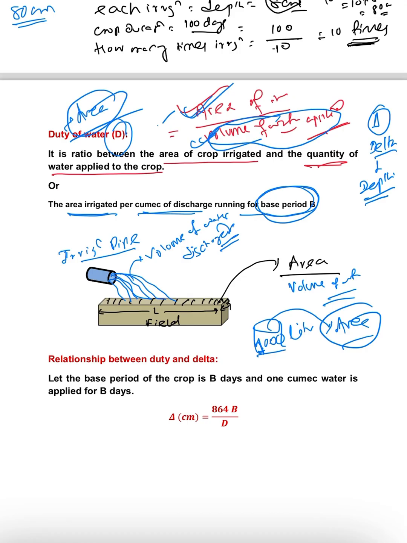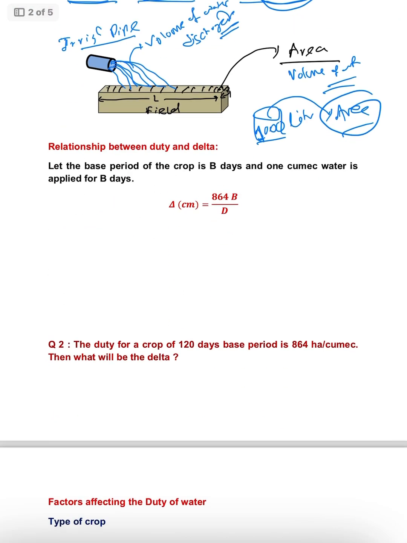This is called the duty of water. Delta means the depth of irrigation, whereas duty means the area of irrigation you are going for per unit quantity of water. Then, next, coming to the relation between duty and delta. So what is the relation?